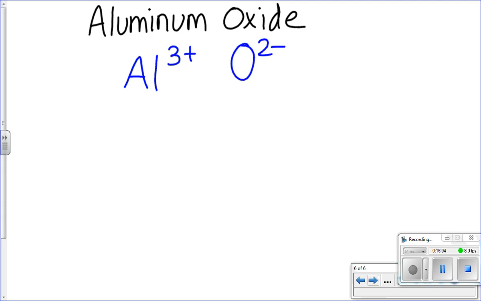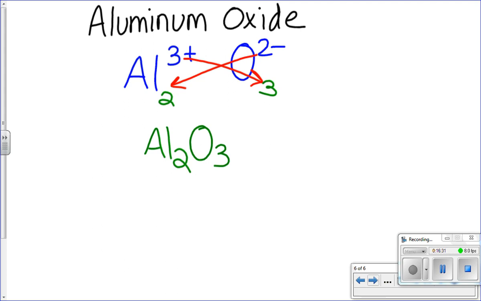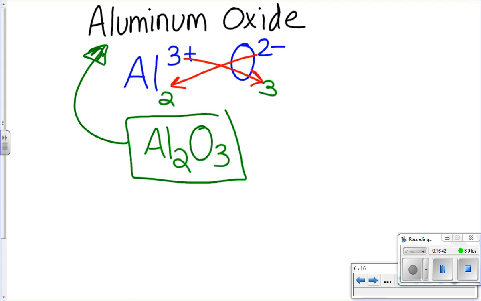O2-. Alright, so now what are we going to do, Daniel? We're going to cross. Good. So we draw an arrow over here, and we'll draw an arrow over here. That's the crisscross method. Daniel kind of skipped this step, so I'm going to just draw those in. But he said now this is going to be Al2O3. And he's absolutely right. Now can we reduce 2 and 3 and make them whole numbers? No, they're good just the way that they are. So that is the formula for aluminum oxide.